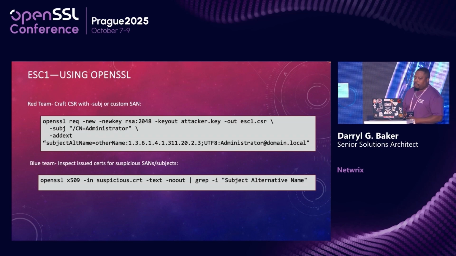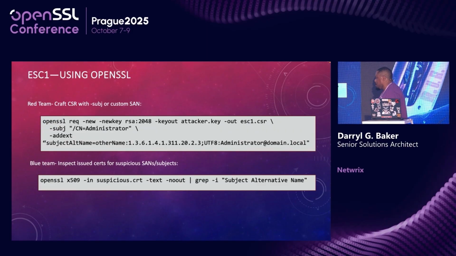Very simple from a blue teamer side to see if this is in your environment. Look at your certs. You can literally grep for the SAN. You can grep for subject alternative names. Do they match? Should they be there? Do the subject alternative names match the identity of the requester? Those types of things.